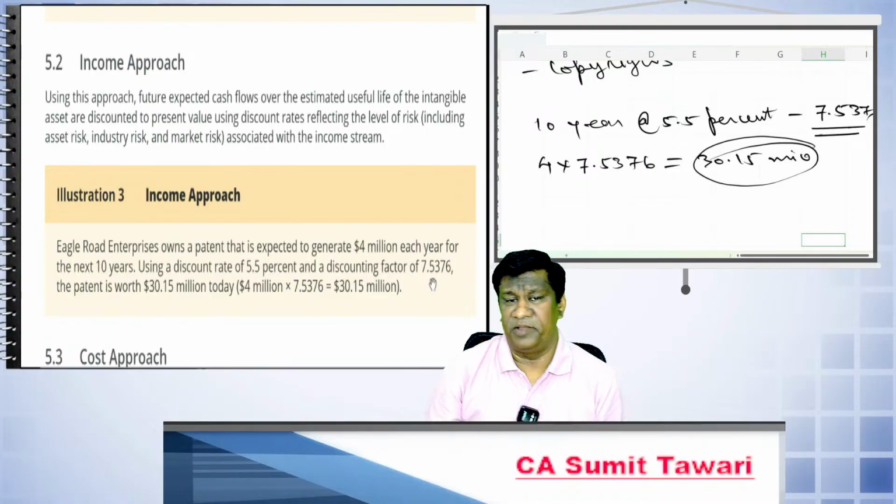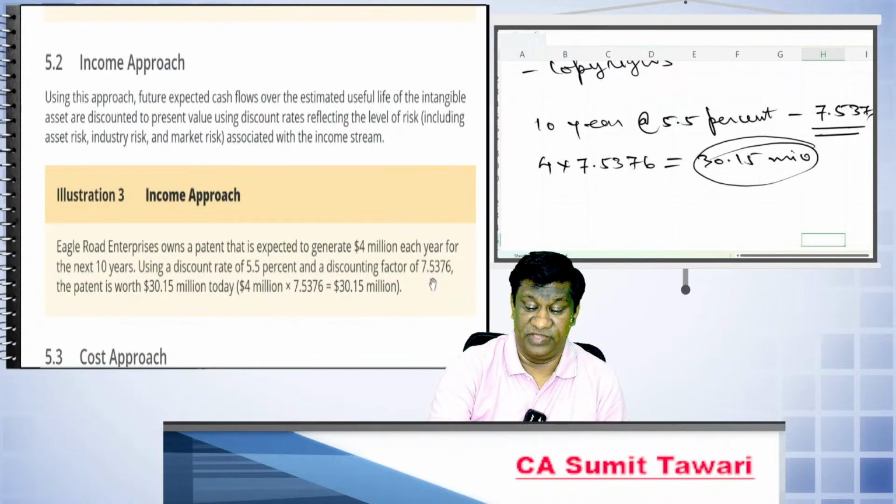So in the income approach, we generally calculate the free cash flow, and then we apply the discounting factor, and whatever the sum of all the discounted values is, that is basically the value of the asset.